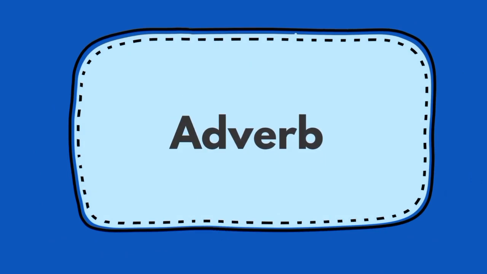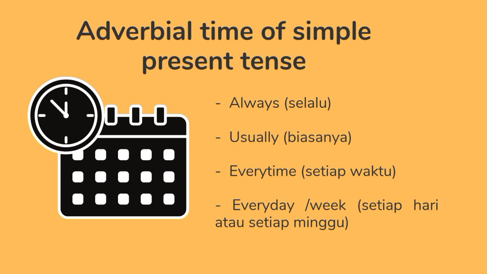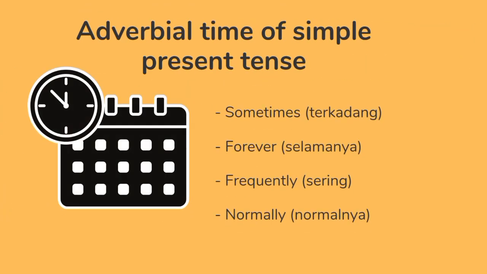The next is the adverb or the signal time of simple present tense. Here are the examples: always, usually, every time, every day or every week, sometimes, forever, frequently, normally.